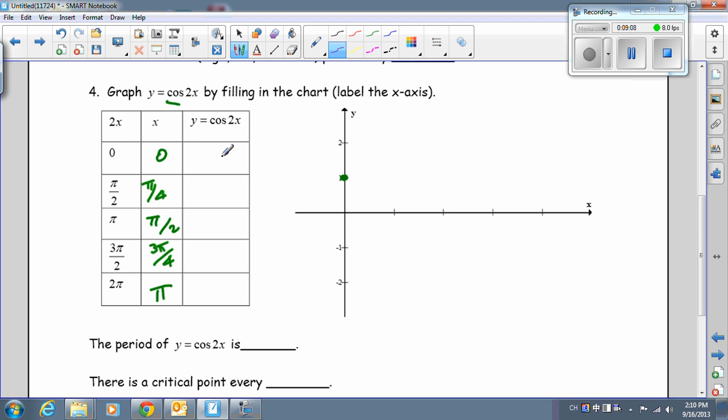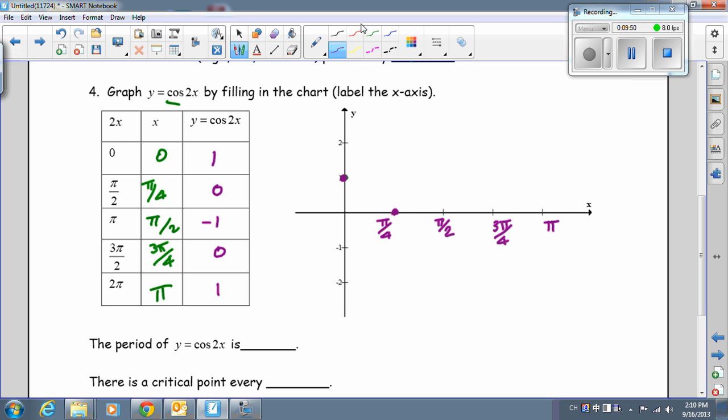On this side, the cosine of 0 will end up being 1, 0, negative 1, 0, and 1. This whole unit is non-calculator, by the way, so you should be able to get these values without a calculator. Just as predicted, we know it starts at 1, and the next critical point will be pi over 4, which is at 0. So I will label this one pi over 4. And if this is pi over 4, 2 times pi over 4 will give me pi over 2. Then if I add another pi over 4, I get 3 pi over 4. Add another pi over 4, it's 4 pi over 4, which is pi.